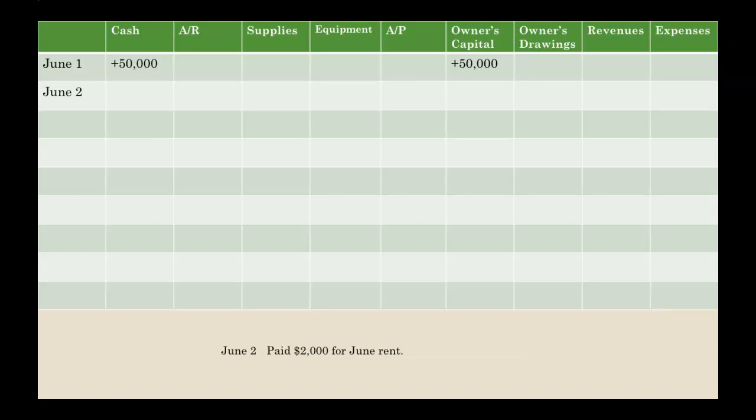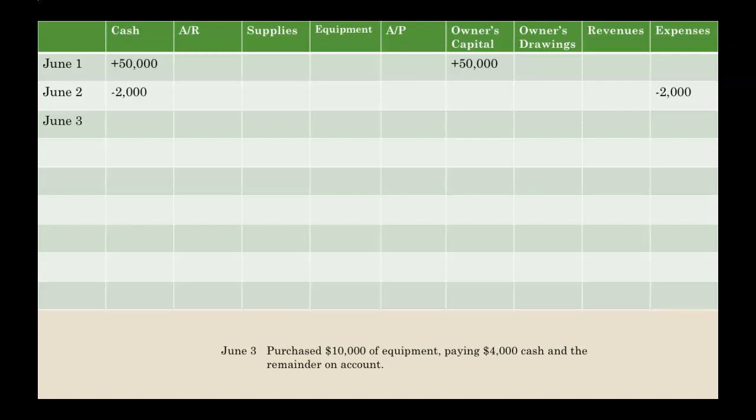Now on June 2nd, paid $2,000 for June rent. So they're paying the money for this month's rent. So your cash decreases by $2,000 because you're paying that money, and your expenses are affected. Now we have more expenses here. So why is this a negative? Well, because your expenses decrease your overall owner's equity. So we show expenses as well as owner's drawings as negatives when we're doing transaction analysis.